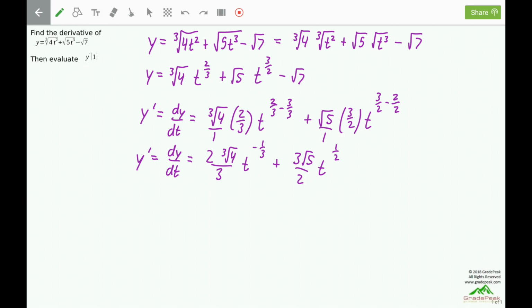That negative exponent can be moved to the other position. Right now it's in the numerator. It can move to the denominator. So I will have 2 cubed root of 4 over, it'll move to the denominator with the 3, 3t to the 1/3, plus 3 root 5 t to the 1/2, which is in the numerator, and it's not a negative exponent, so I'm not going to move it to the denominator.